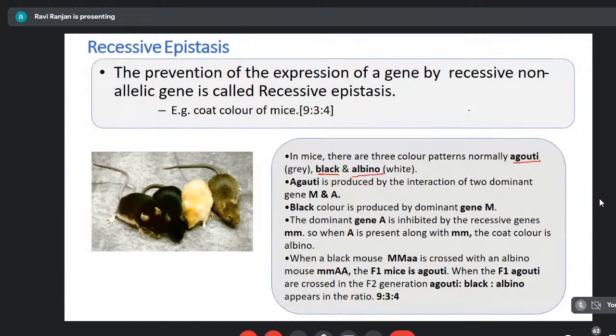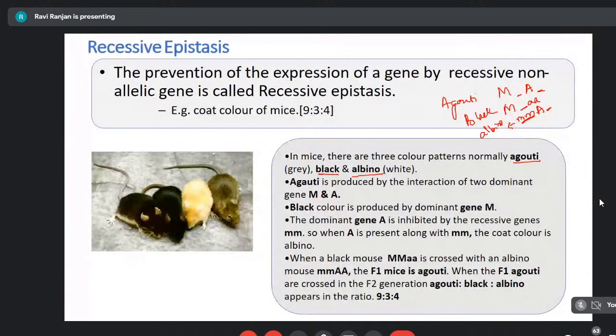Now agouti color is produced when you have capital M and capital A, right? They produce agouti color. Capital M actually produces black color, right? And capital A, supposedly, produces black color. When capital A is there and you have small m, then the expression of capital A is prevented by small m. So this is not able to produce any color, right? And so small m will give you albino.